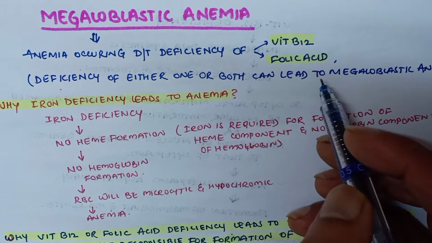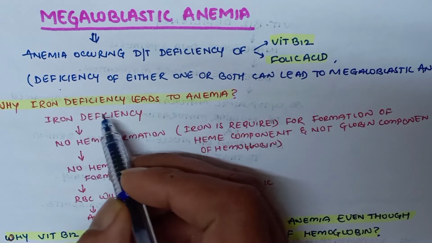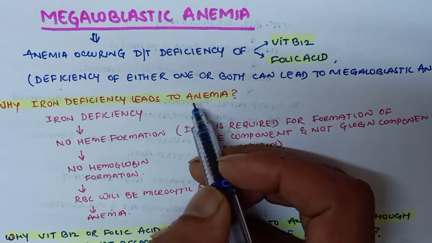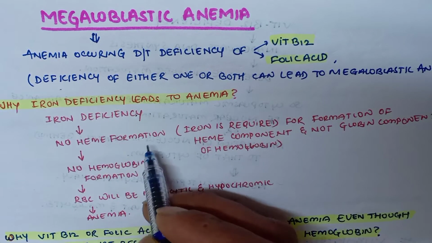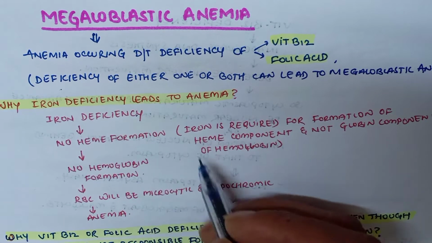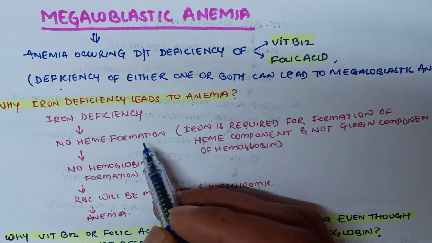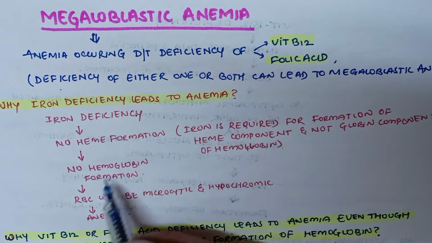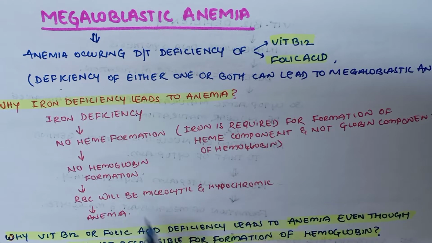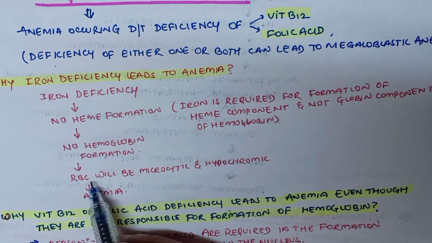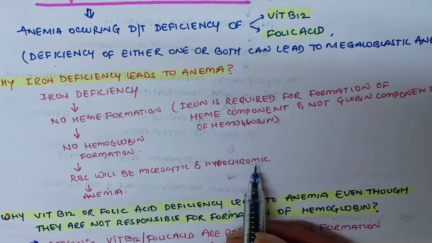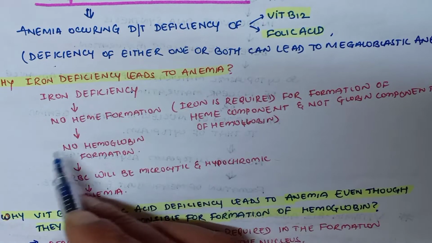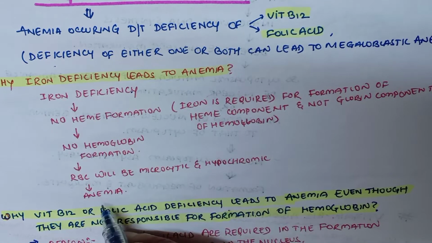Before that, let's talk about why iron deficiency leads to anemia. When there is deficiency in iron, no hemoglobin formation will occur. Iron is required for formation of the heme component of hemoglobin. So when there is deficiency of iron, no heme will be formed, so no hemoglobin formation will occur. This will cause RBC to become microcytic and hypochromic. So this will result in iron deficiency anemia, where no hemoglobin formation occurs, resulting in anemia.